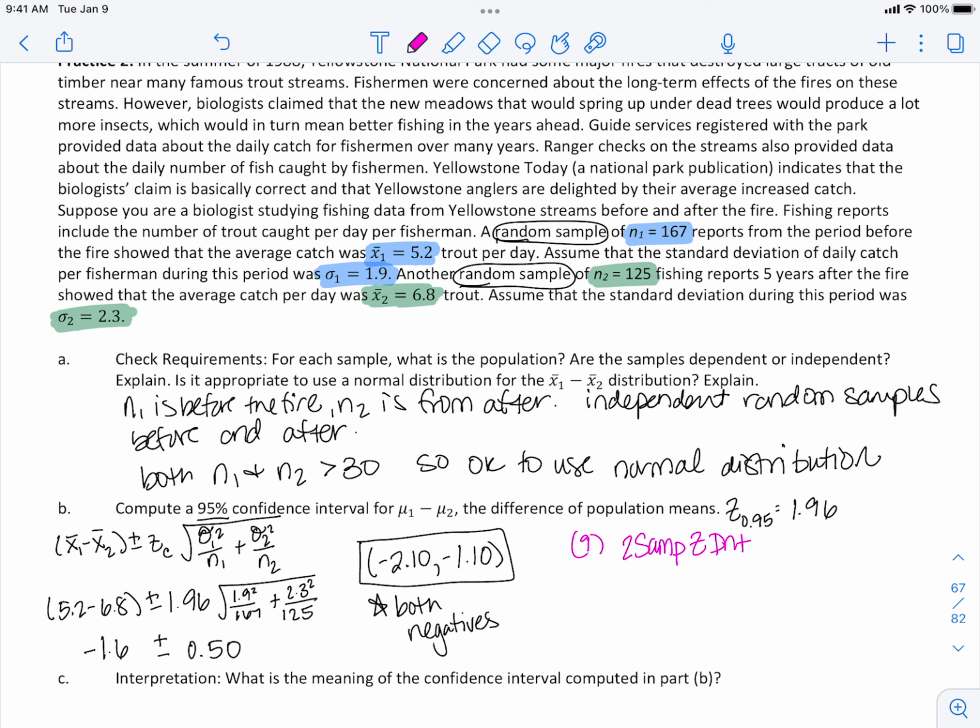Now when we enter our data here, first you're going to put in sigma 1, which is 1.9, sigma 2, which is 2.3, X1 bar, which is 5.2, N1, which is 167. Then we have X2 bar, which is 6.8, N2, which is 125. Our confidence level is 95 here. And when we do this in the calculator, we end up with negative 2.096, comma, negative 1.104. So almost exactly what we got using our formula.